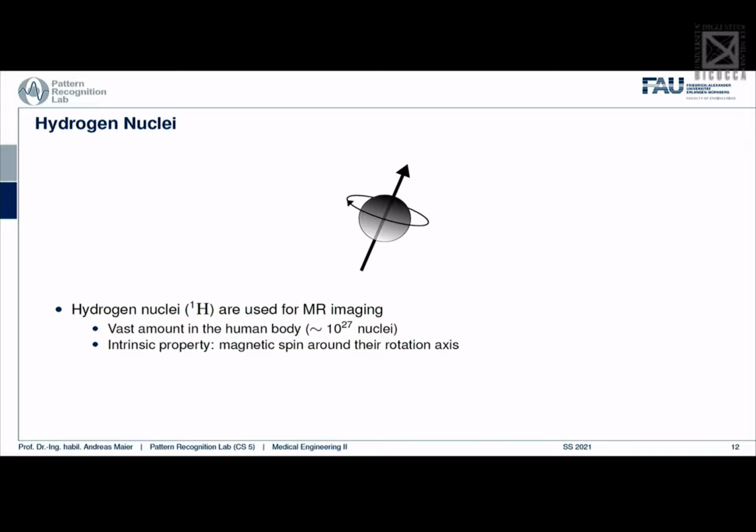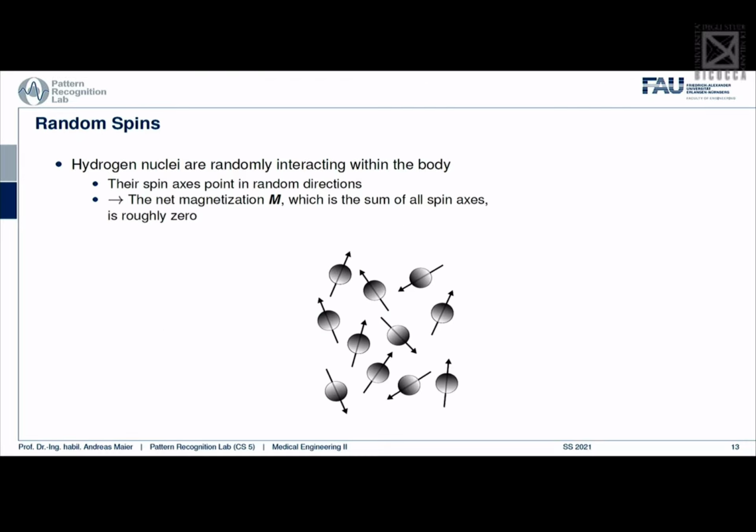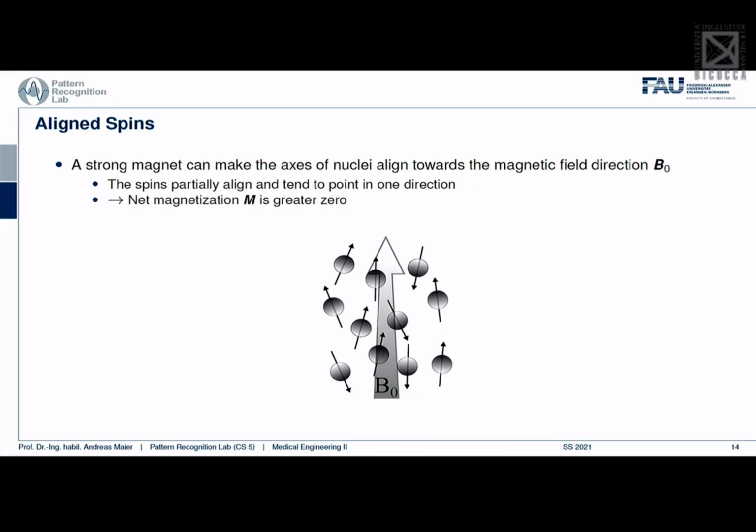So the signals will be less interesting, less strong. Now, hydrogen nuclei, as we are standing here, are randomly interacting in the body, and so their magnetic orientation is pointing in a random direction. Therefore, if you measure the magnetization of your body, it will be 0, because if you sum a huge number of randomly oriented vectors, the sum is 0.